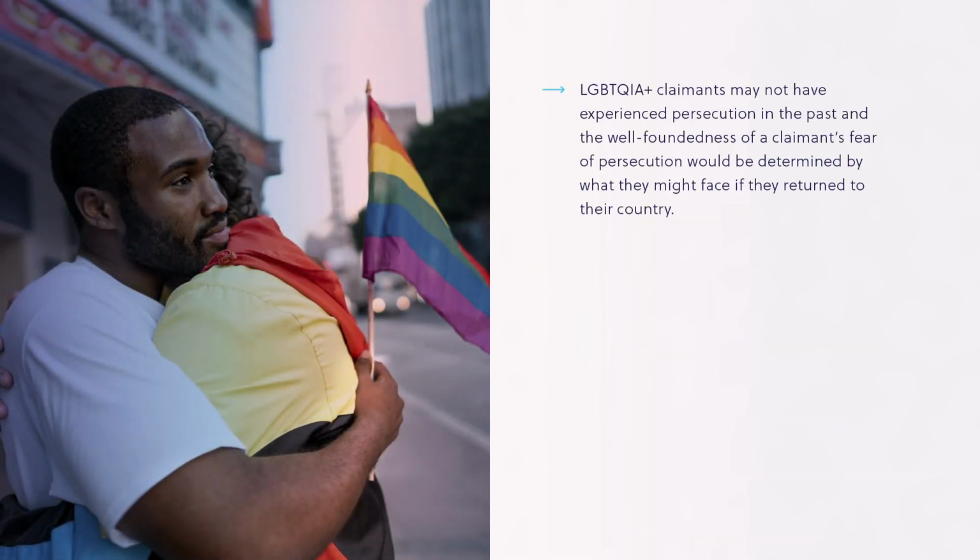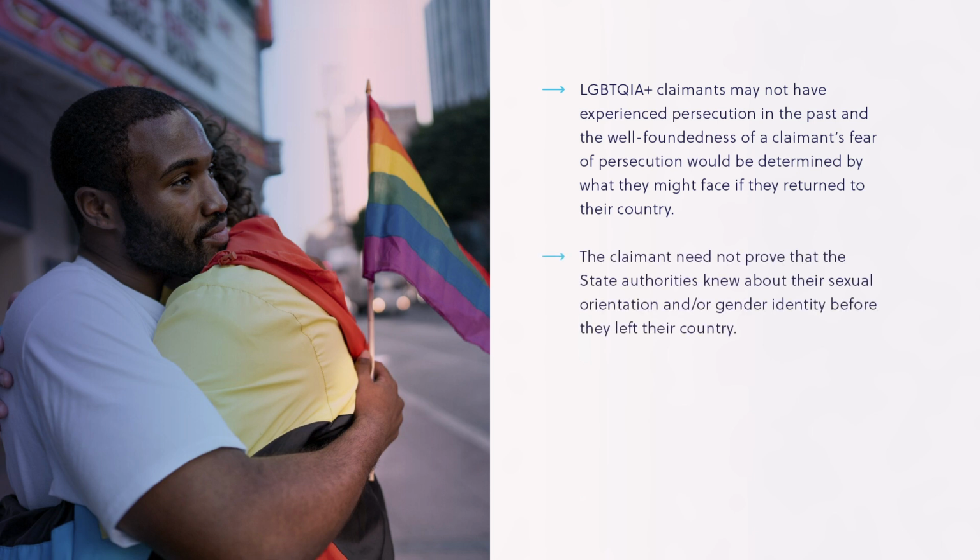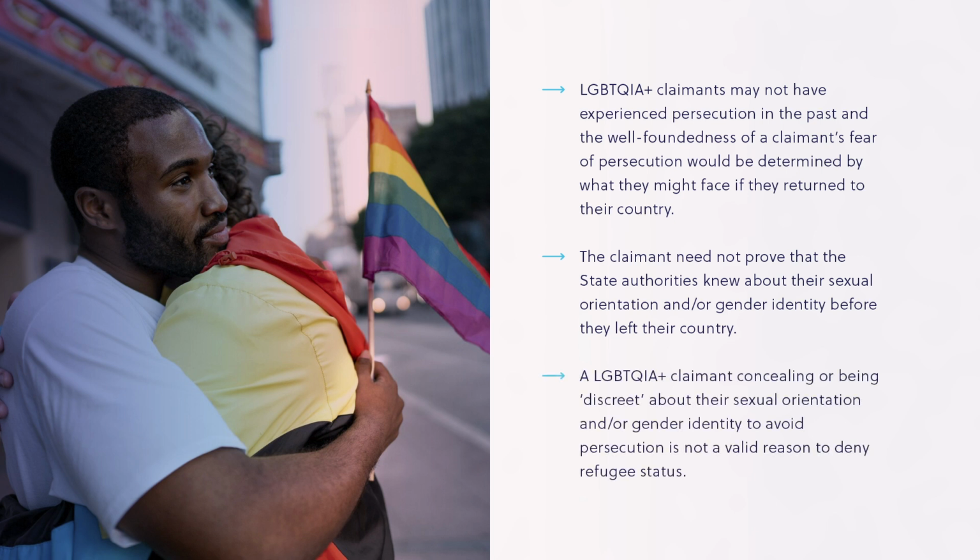LGBTQIA+ claimants may not have experienced persecution in the past, and the well-foundedness of a claimant's fear of persecution would be determined by what they might face if they returned to their country. The claimant need not prove that the state authorities knew about their sexual orientation and/or gender identity before they left their country. A LGBTQIA+ claimant concealing or being discreet about their sexual orientation and/or gender identity to avoid persecution is not a valid reason to deny refugee status.